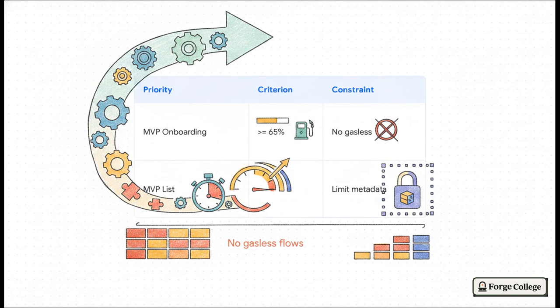Well, for your MVP onboarding, your success criterion might be a 65% or greater completion rate. And the constraint? No complex gasless flows for this iteration. Then, for the MVP create and list journey, your success metric could be getting the time to list under 180 seconds. The constraint to ensure you hit that speed: you must rigidly limit the metadata size.